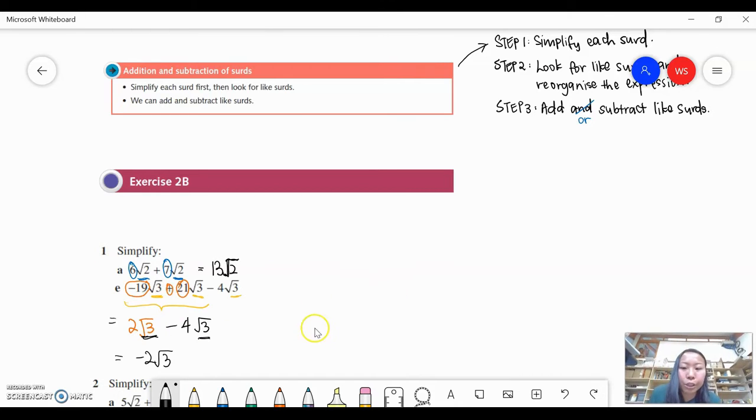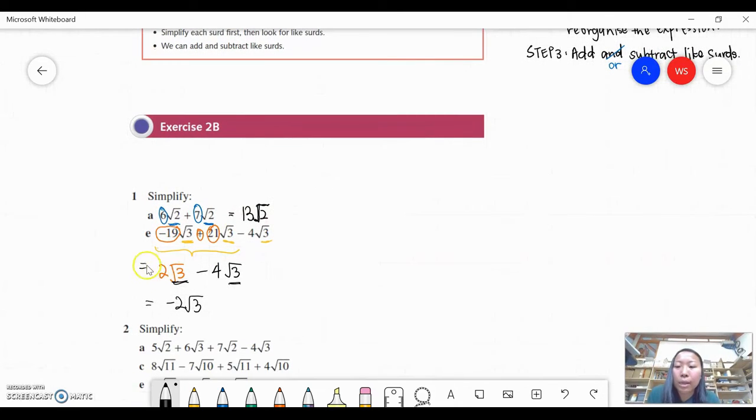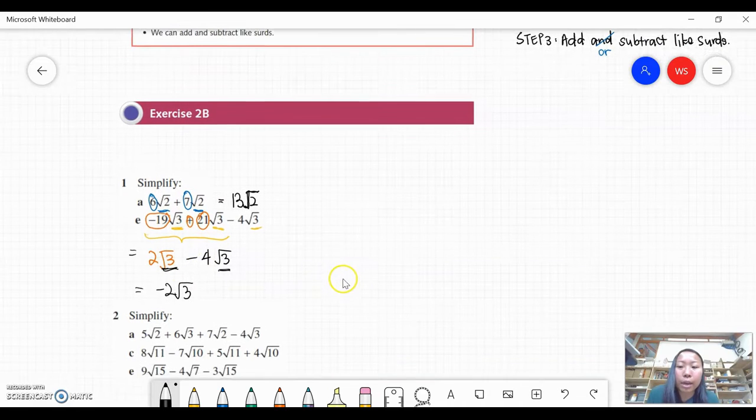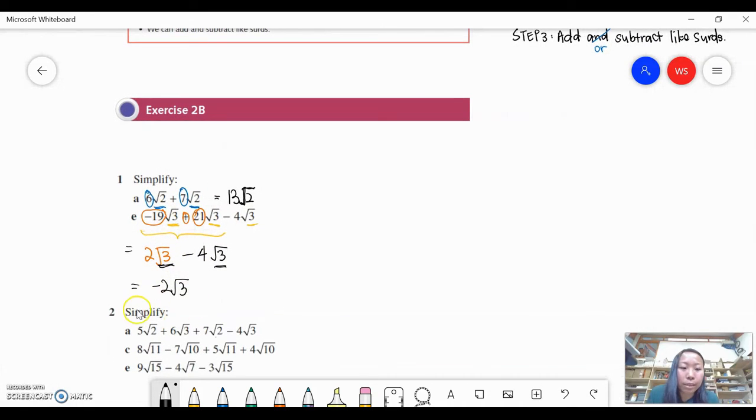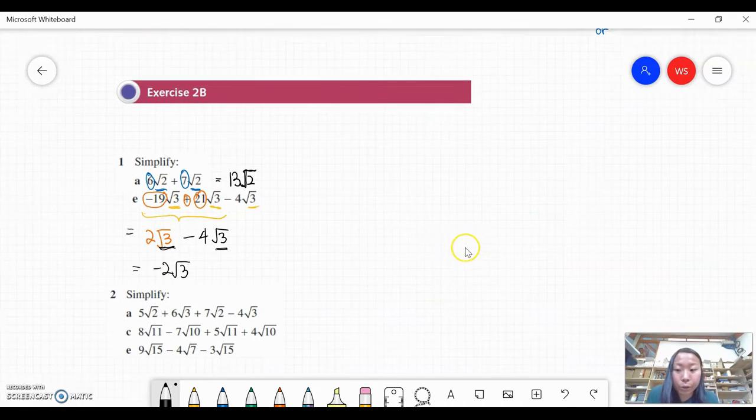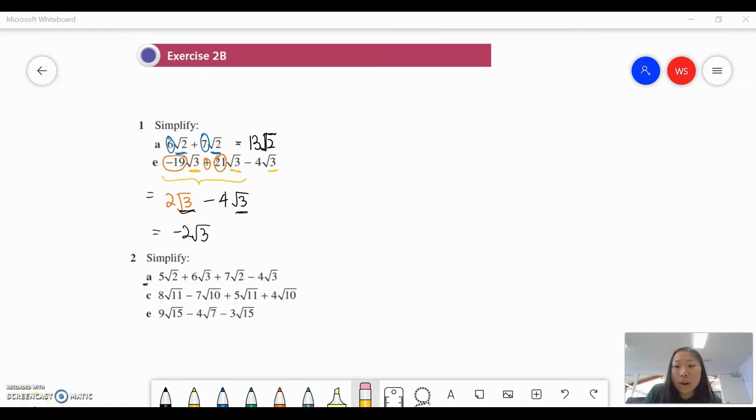Okay, so nice and easy. Just be aware of your signs and also your operations, how that affects your final answer, whether it's a positive or a negative surd. Right, question 2. 2a, we have 5 times square root of 2 plus 6 times square root of 3 plus 7 times square root of 2 minus 4 times square root of 3.